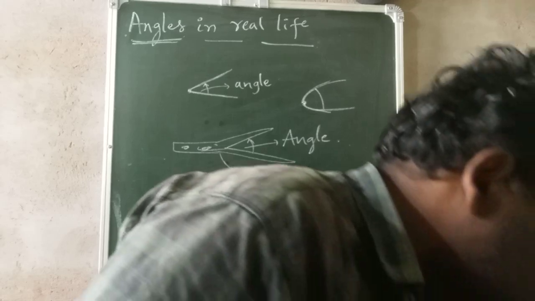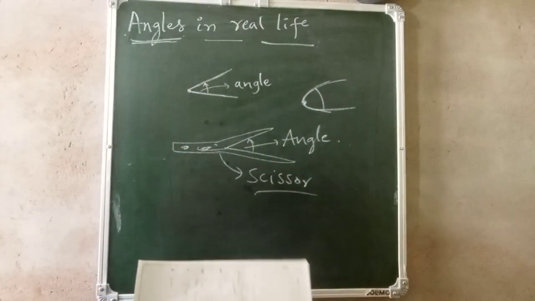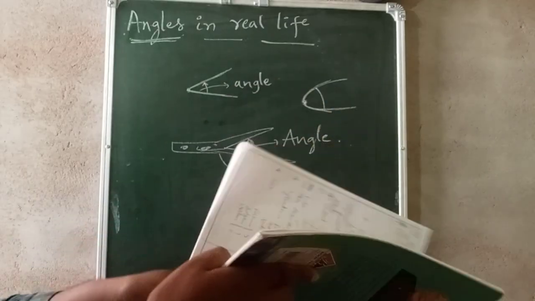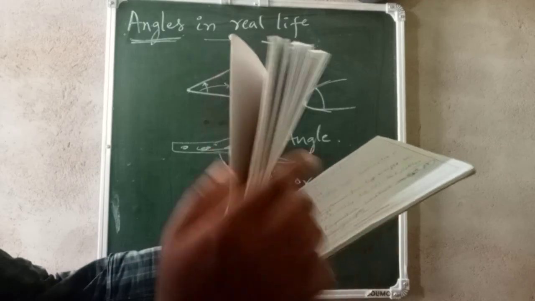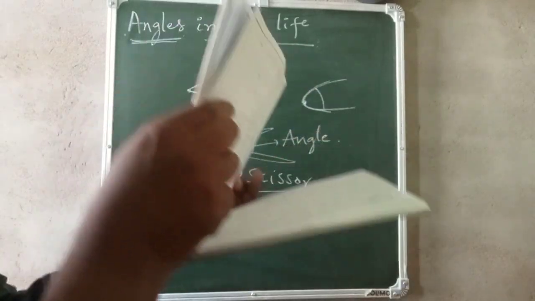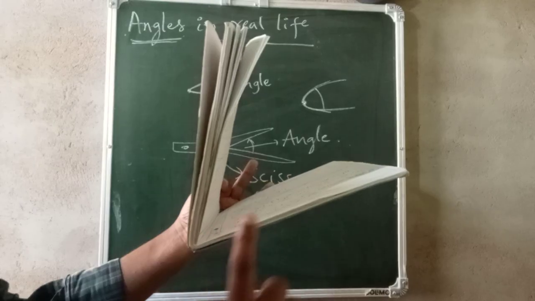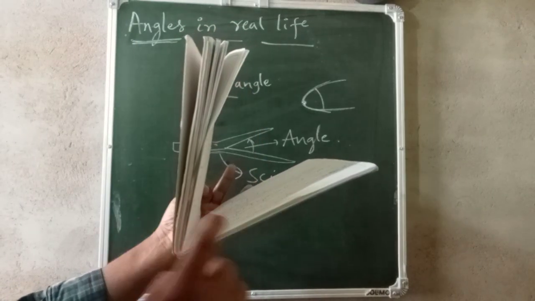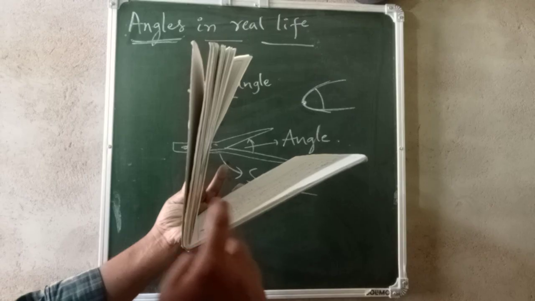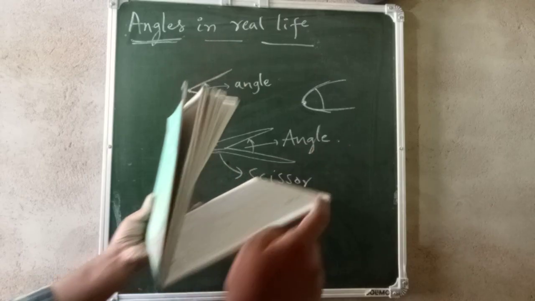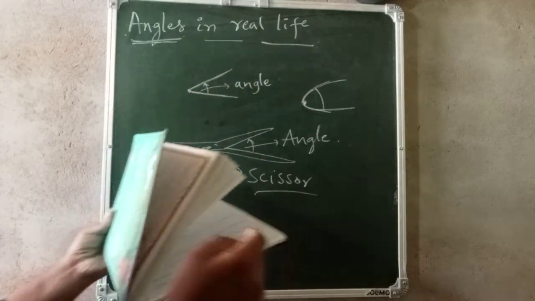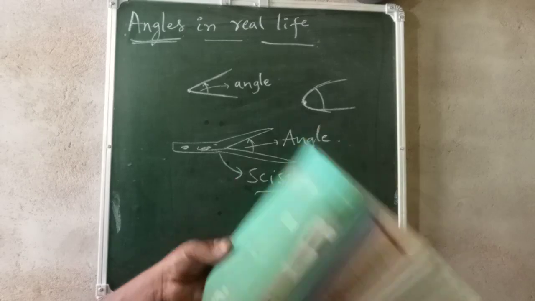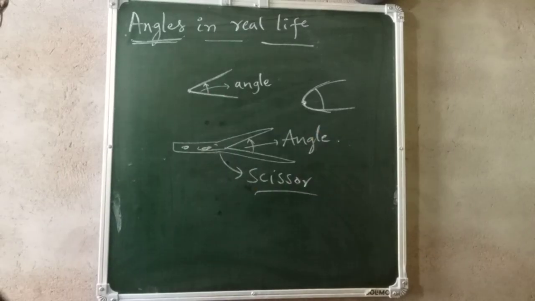So book, even book is another example for the angles in real life. See, you hold the book like this. Okay, see, this is like a straight line and this is like a straight line. So whatever is formed here, see this space, this is angle like this. Between those two straight lines, angle is formed. Okay, see, this is another example for the angles in real life.